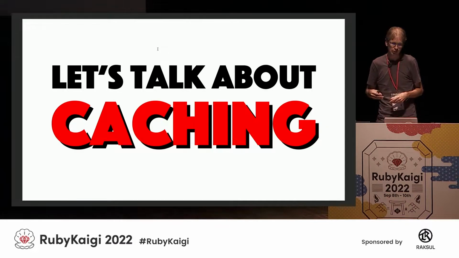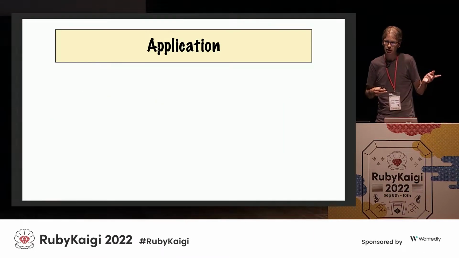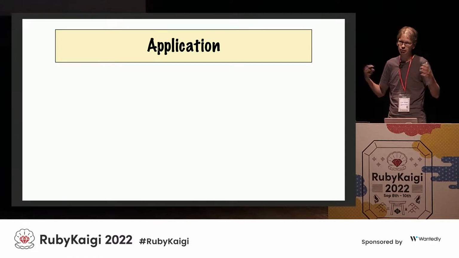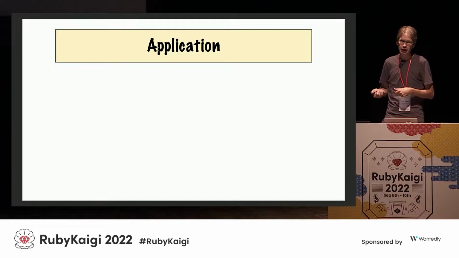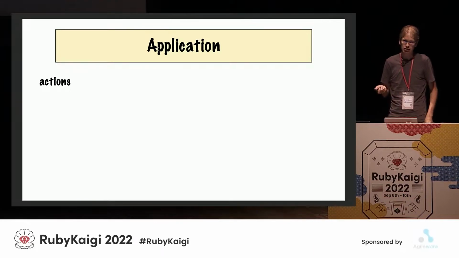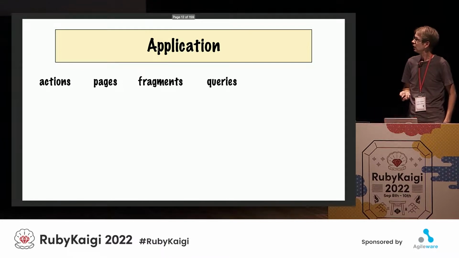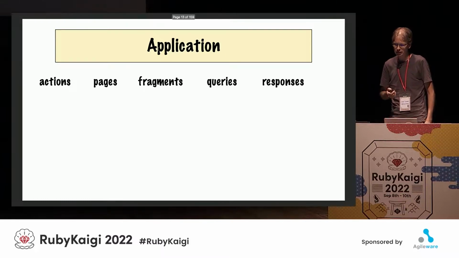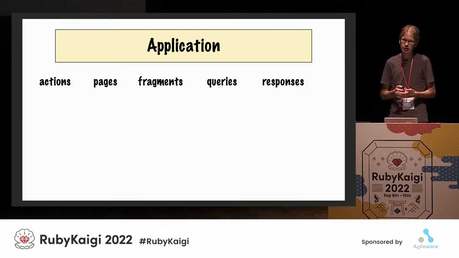So I want to first talk about caching as it relates to the topic here. In my RailsConf talk, I focused on the Rails cache, but since this is not a Rails conference, this is RubyKaigi, I want to focus on a more general level. In any kind of web application, there are many things you might want to cache. You might want to cache actions, pages, or fragments of pages, or results from queries to the database, or responses from external API requests. These are all things that you can imagine wanting to cache.